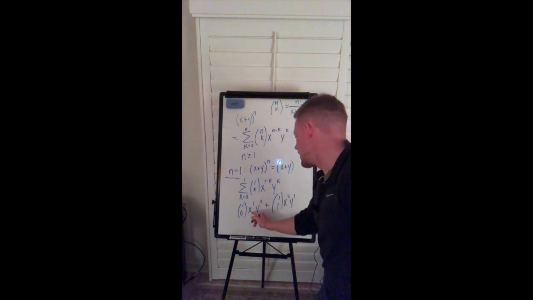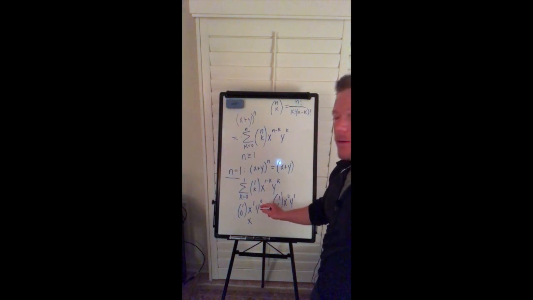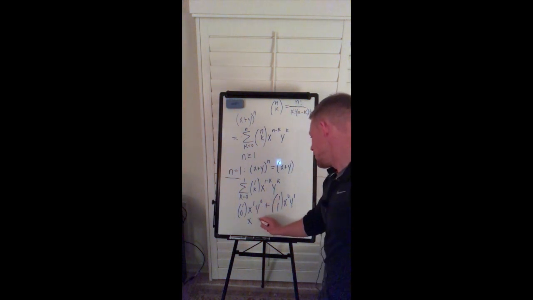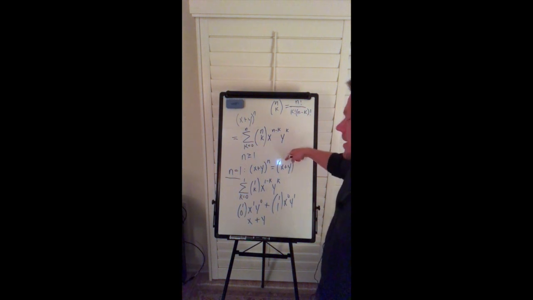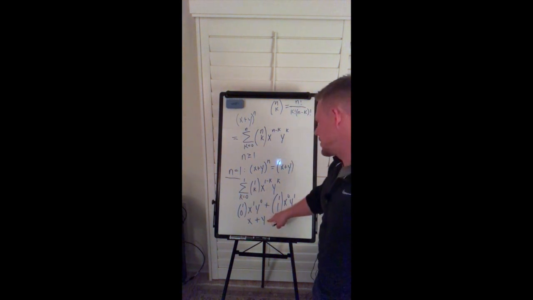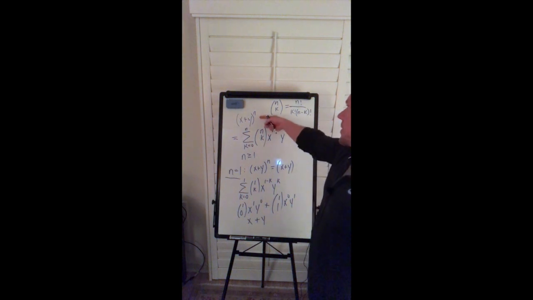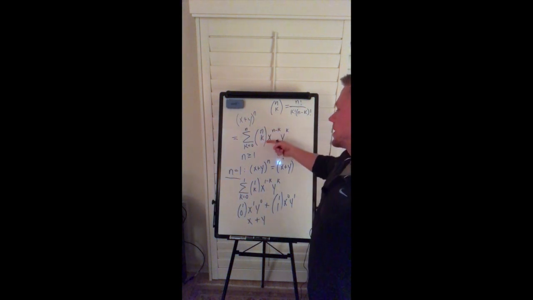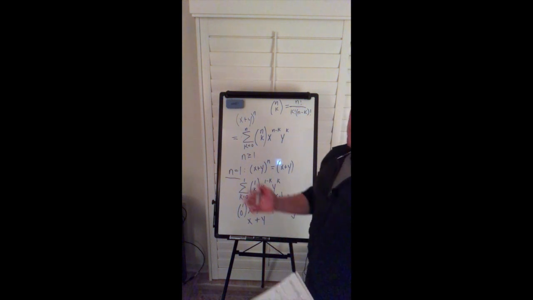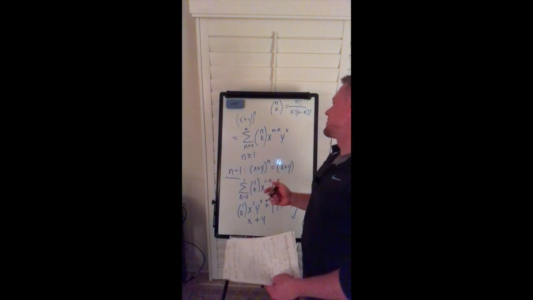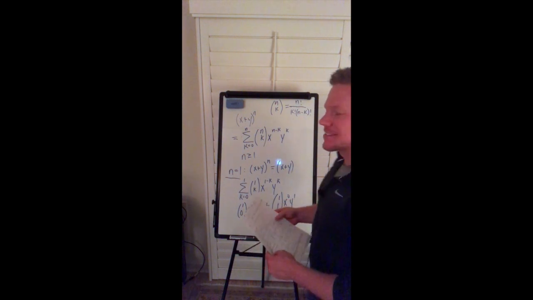So we're left with x to the 1, which is x, times y to the 0, anything to the 0 power is 1, plus 1 times y. So we're left with x plus y. What did we get here? We got x plus y. What do we get here? We got x plus y. So we have proven that these two sides are equal for n equals 1. We've proven it for one integer. Now, let's consider the next case.